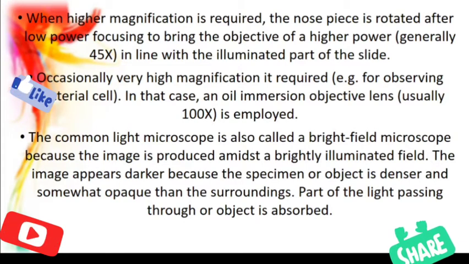Occasionally, very high magnification is required. For obtaining high magnification, we have to take it under 100x, that is the oil immersion objective lens. The common light microscope is also called a bright field microscope because the image is produced in a brightly illuminated field. The image appears darker because the specimen or object is denser and somewhat more opaque than the surrounding. Part of the light passing through the object is absorbed.